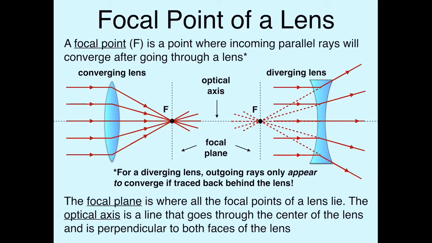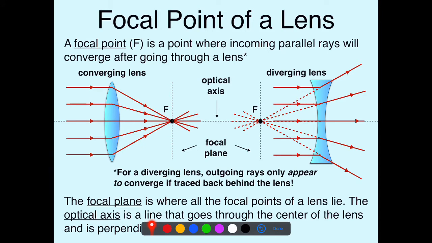Now, if we take the case of the double concave lens over here, which is a diverging lens, well, if we have a bunch of rays coming into that lens, which are parallel to one another, they don't actually converge after exiting the lens, right? They actually diverge further apart after exiting the lens. So no matter how far I trace these outgoing rays, I'll never see them come together. But if I take those outgoing rays and then I trace them backwards behind the lens, so that's what this dashed line represents.